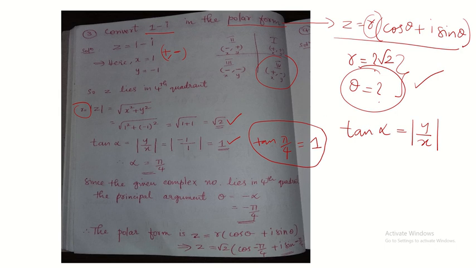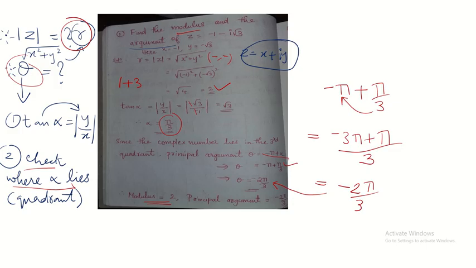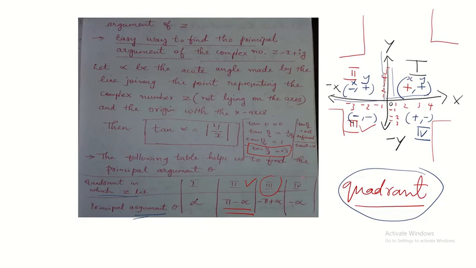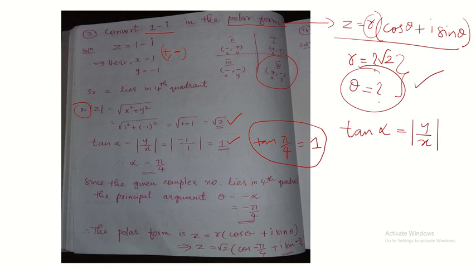Next, since the given complex number lies in the fourth quadrant, which I have already checked, what is the principal argument theta in the fourth quadrant? It is minus alpha. So you just have to put a negative sign for this alpha. Alpha you got as pi by 4. Negative alpha means negative pi by 4.